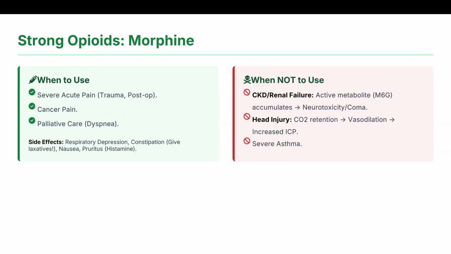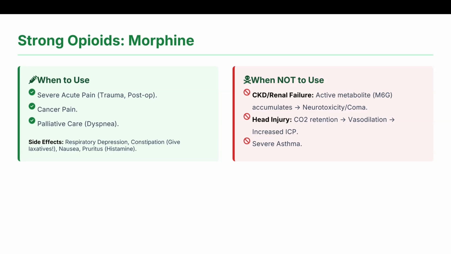It can also cause nausea and pruritus. A patient who is drowsy with low BP, in these kinds of patients, preferably do not use morphine as an analgesic. It will further lead to respiratory depression, metabolic respiratory acidosis, and cardiorespiratory arrest. Mainly, avoid morphine in CKD or renal failure patients, where the active metabolite M6G accumulates, which will further lead to neurotoxicity and coma.